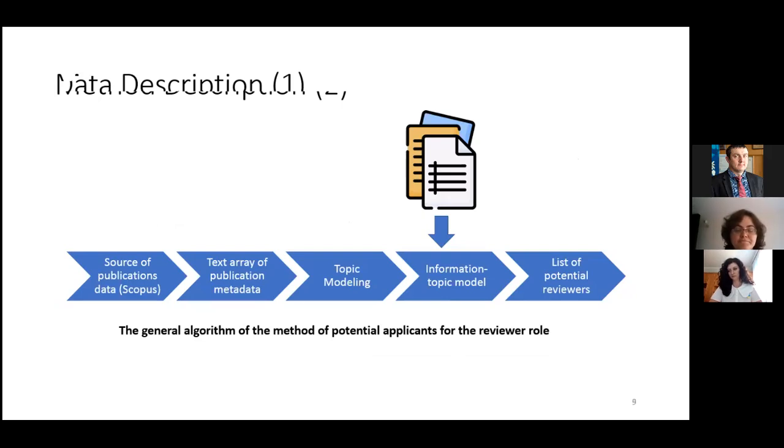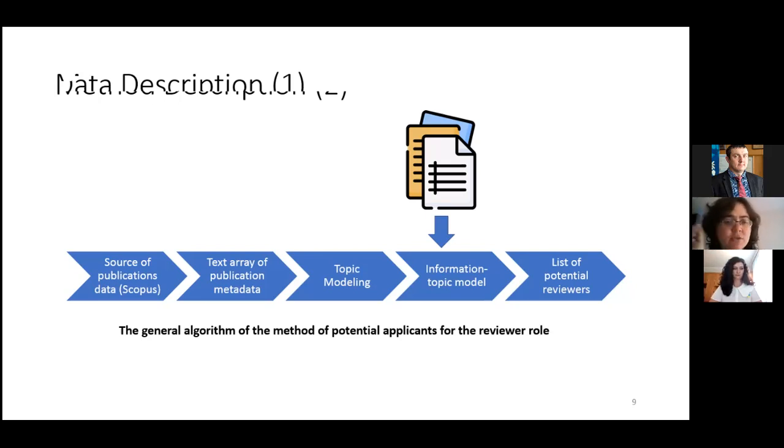And this slide describes our general approach. So first of all, we need to define the source of publication data. For our experiments, we took Scopus, but of course it may be Web of Science or other databases or local databases for a journal.